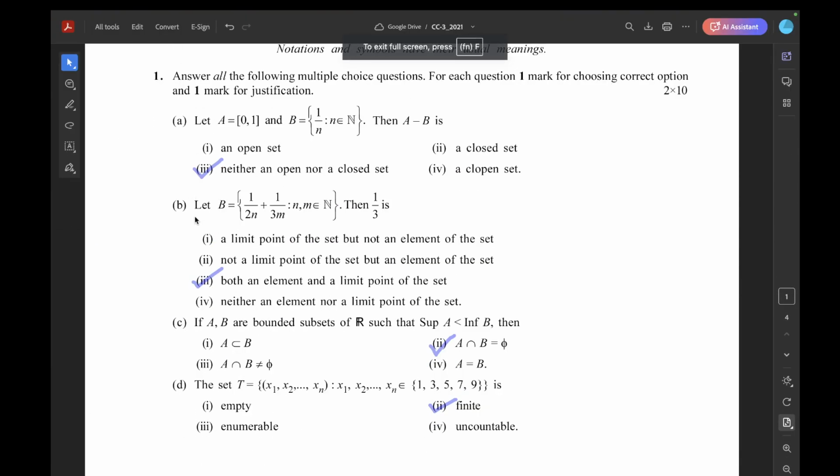Question 1b. Let B equal to the set of 1/(2n) plus 1/(3m) such that n, m belong to the set of natural numbers N. Then 1/3 is... The correct option is 3, both an element and a limit point of the set.